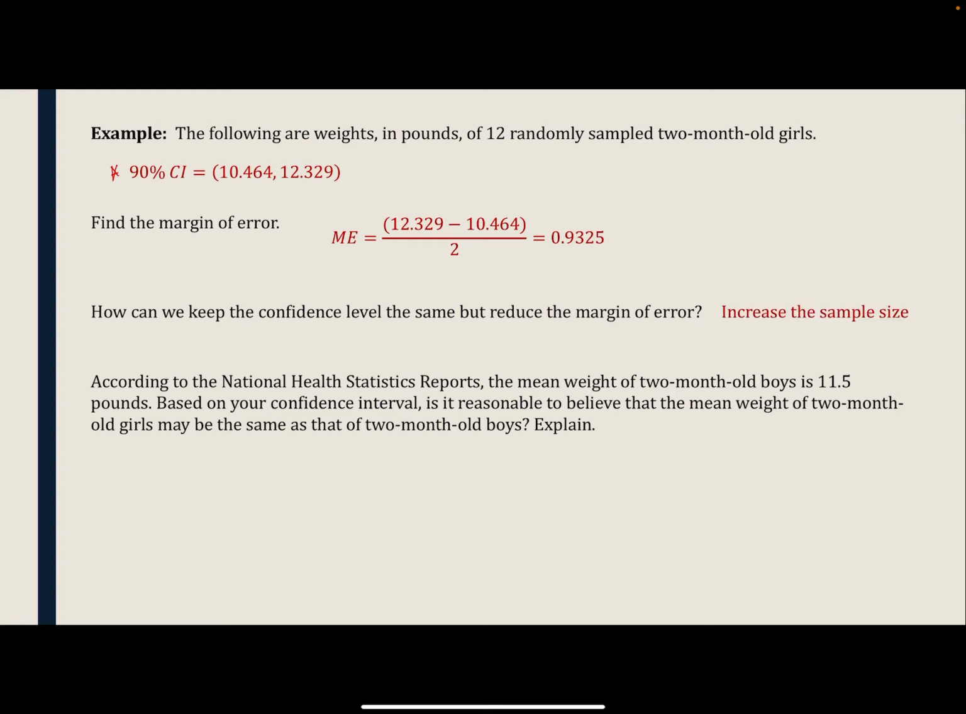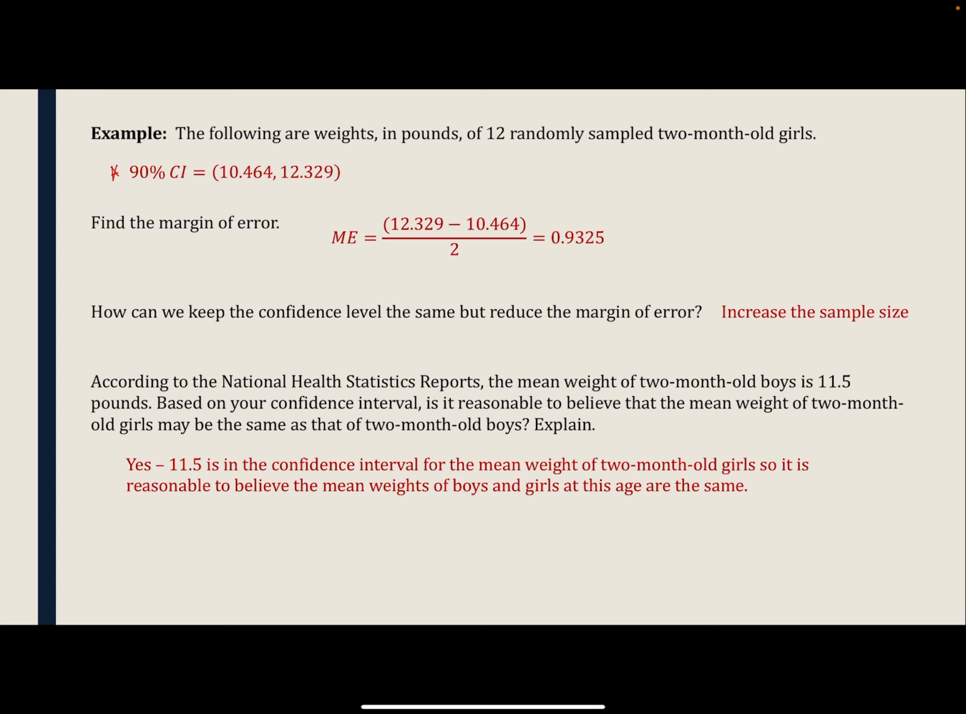According to the National Health Statistics Report, the mean weight of 2-month-old boys is 11.5 pounds. Based on your confidence interval, is it reasonable to believe that the mean weight of 2-month-old girls may be the same as that of 2-month-old boys? Explain. We would say yes, 11.5 is within the confidence interval for the mean weight of 2-month-old girls, so it's reasonable to believe that the mean weight of boys and girls at this age are the same.